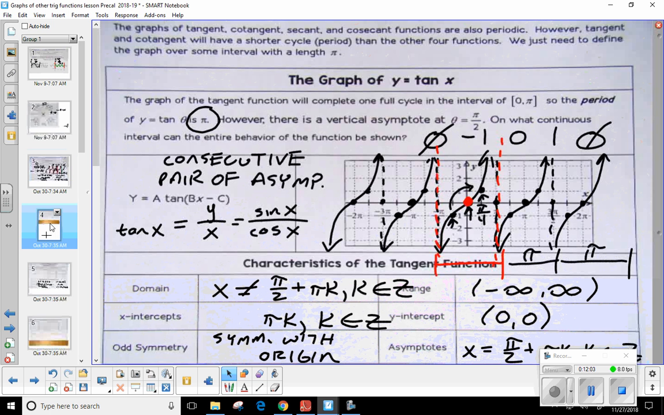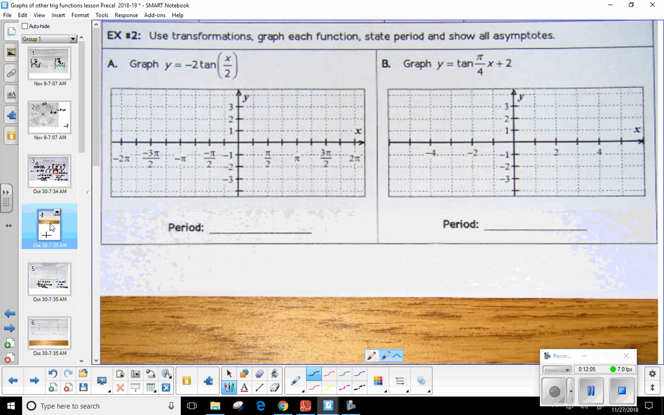So let's just get right to it. Here's our example. Use transformations, graph each function, state the period, and show all the asymptotes. So we want to transform just the tangent function into -2 tangent of 1/2 x. So I have an a. I have a b. What's the value of c? There is no c, so it's 0. What about d? 0. So there are no c and d to worry about.